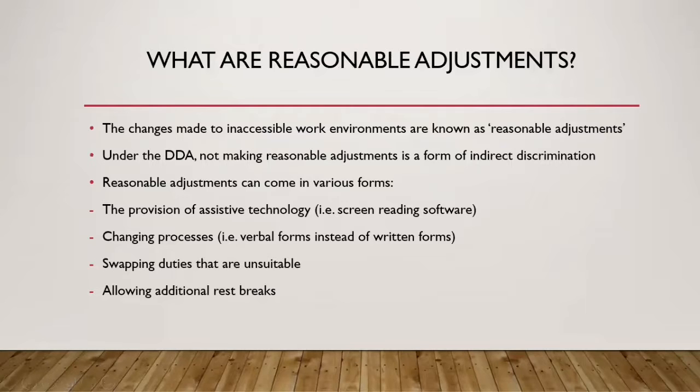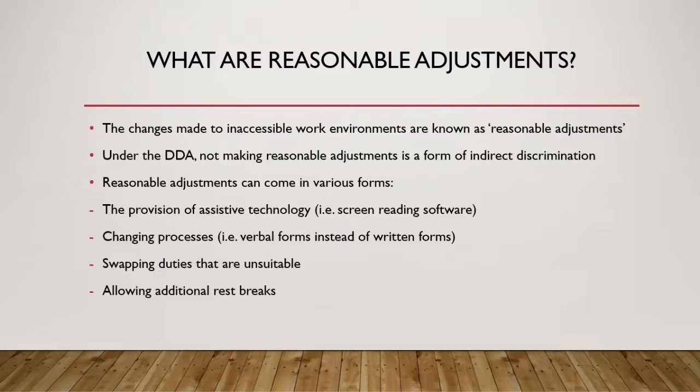So what are reasonable adjustments? Reasonable adjustments refer to the changes made to inaccessible work environments. And these can come in various forms. The first one is assistive technology. An example of that is screen reading software, which is what some visually impaired people use to do their work.